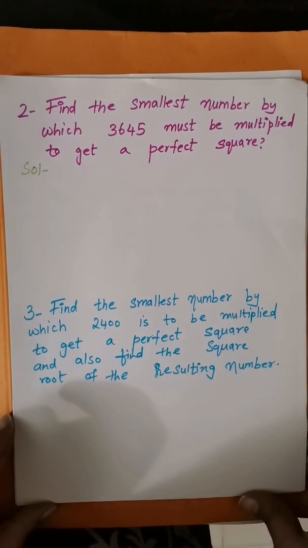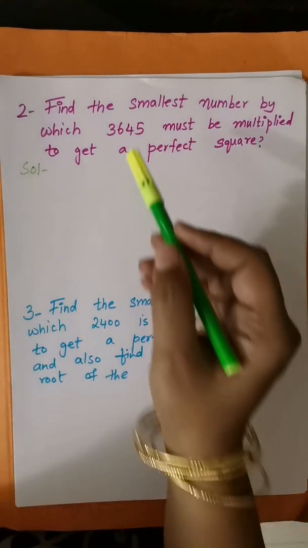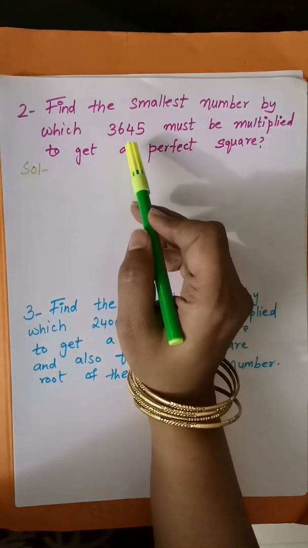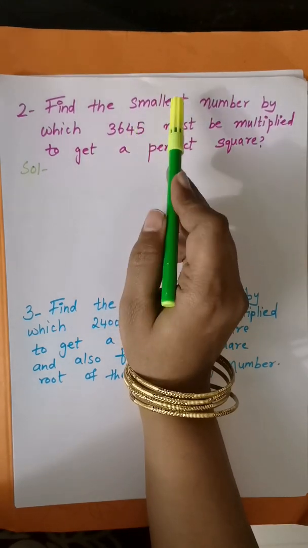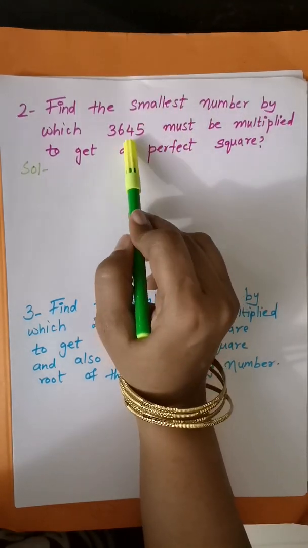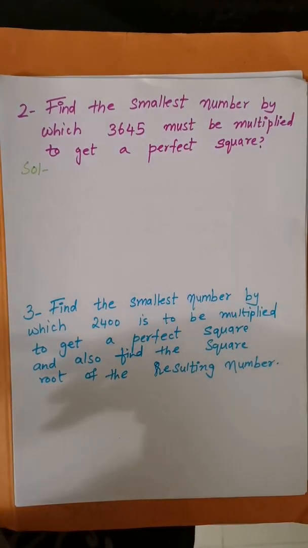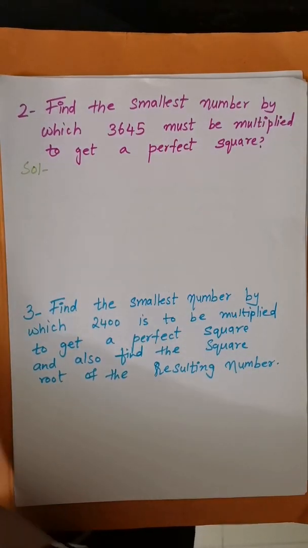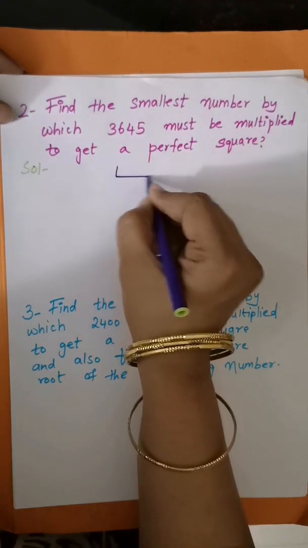Okay. Now, see, find the smallest number by which 3645 must be multiplied to get a perfect square. Children, this is not a perfect square. You have to find the smallest number which should be multiplied with this to make a perfect square. So the method for that is, you have to find the prime factors.